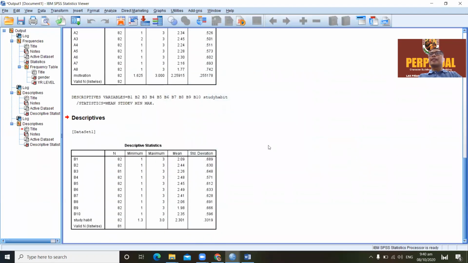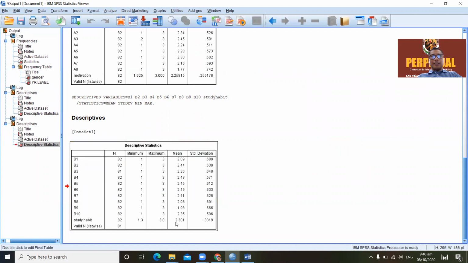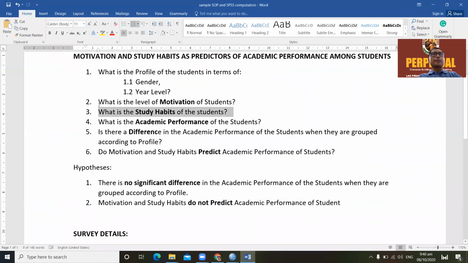And you would have this kind of result. This would answer the level of study habits with regards to item number 1. But in general, you would have 2.301. It's in here. Now, you already have answered SOP number 1, number 2, and number 3.